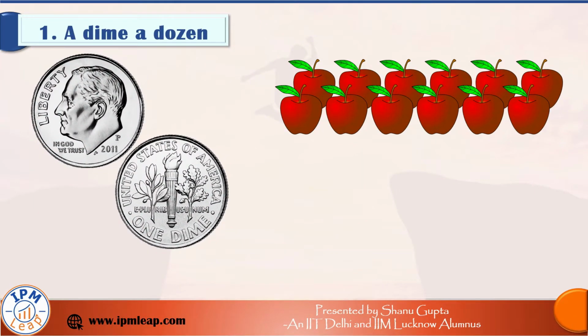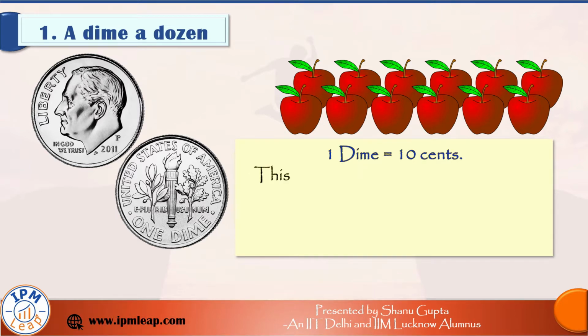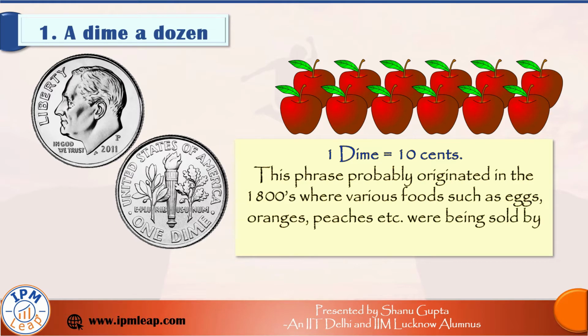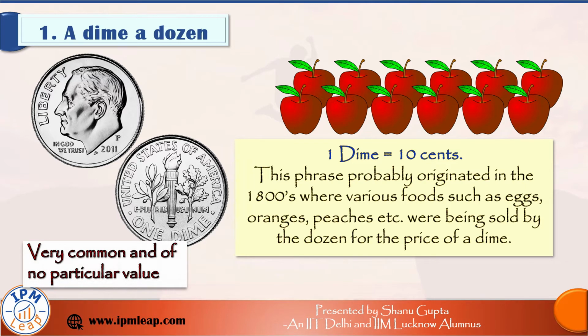A dime a dozen. Well, dime is a very small part of currency which is equal to 10 cents. In today's world, you would probably not get anything for a dime. But this phrase is believed to have originated in the 1800s, where various foods such as eggs, oranges, peaches, etc. were being sold by the dozen for the price of a dime. Hence, the phrase a dime a dozen denotes something which is very commonly available and is of no particular value.